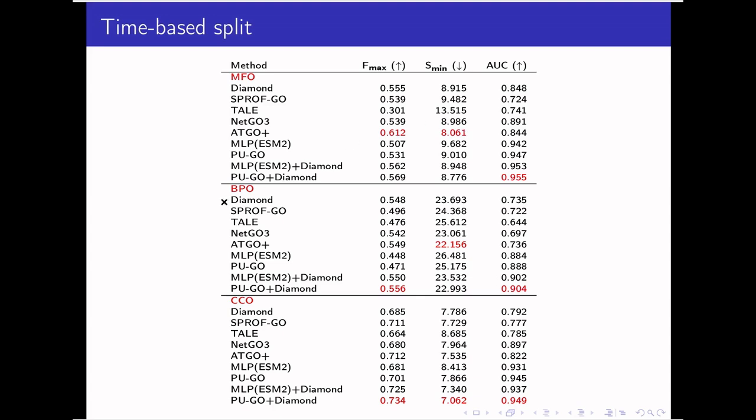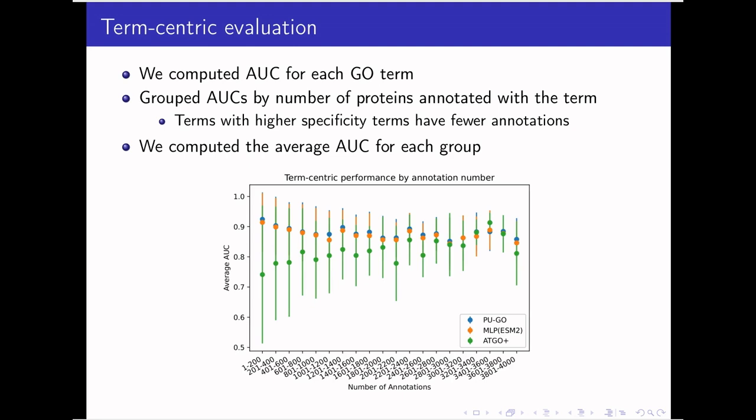Well, yeah. So in order to dig a bit more into this dataset, we decided to perform a term-centric evaluation. So we decided to compute the AUC for each GO term. So why did we do this? Because we had the intuition that since we are using the GO function annotation frequency as the class prior, our method should perform better on GO functions with higher specificity, which means GO functions with the fewer number of annotations.